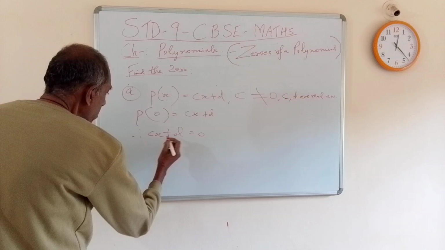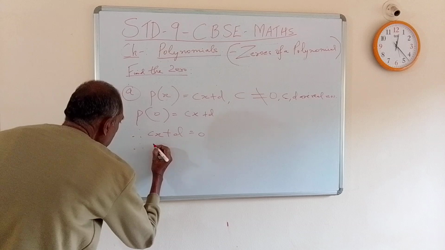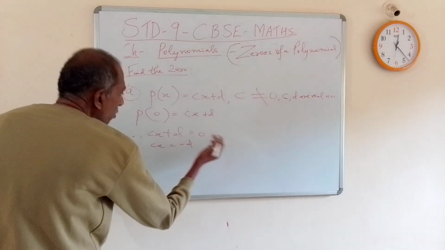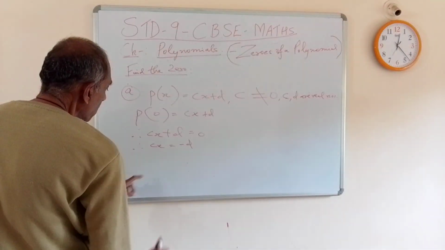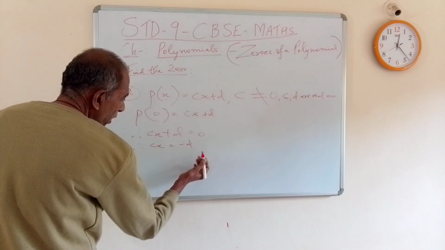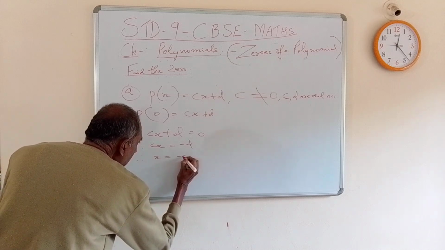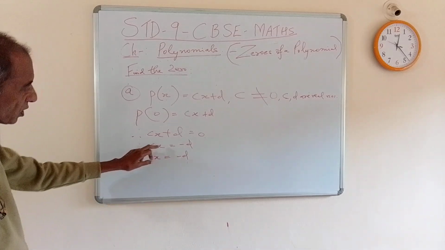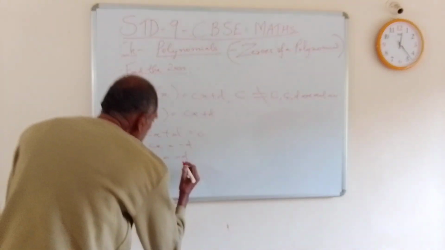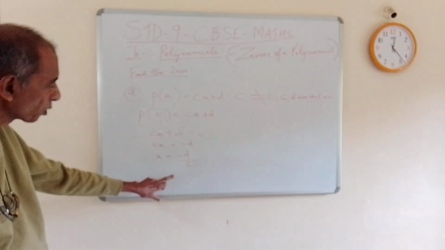Then here first we have to find the value of x. So therefore first we'll shift d to the other side. So cx is equal to minus d. d will go to the other side of the equation, it will be minus d. Now remaining is cx is equal to minus d. Again we have to shift c to the other side because we have to find the value of x. Now this c is in multiplication with x, so if it goes from multiplication, it will go to division. So x is equal to minus d upon c.